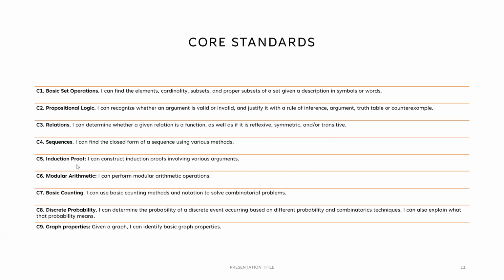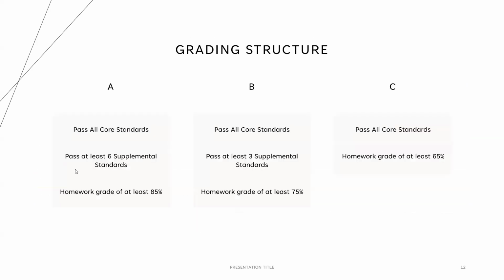Well, those 9 core standards I showed right here. In order to get an A, B, or C, you have to pass all 9. Not 5, not 8, 9. If you're missing 1, you're in the D category. The end.